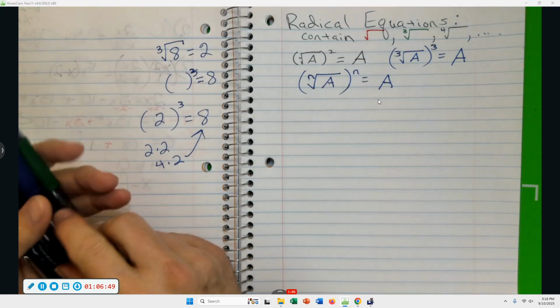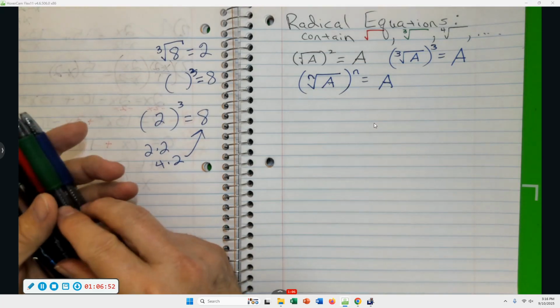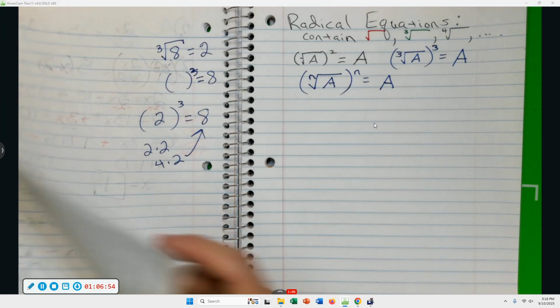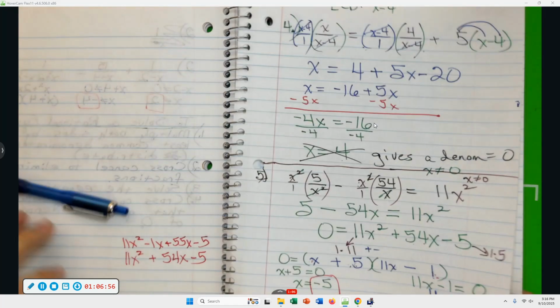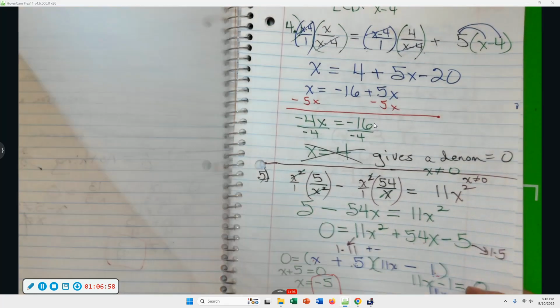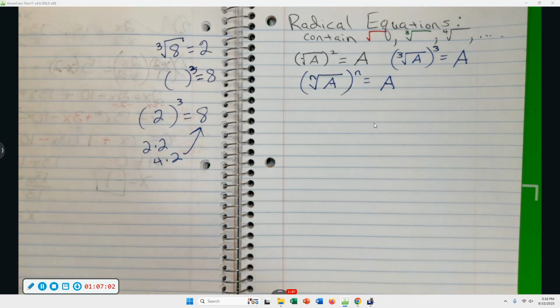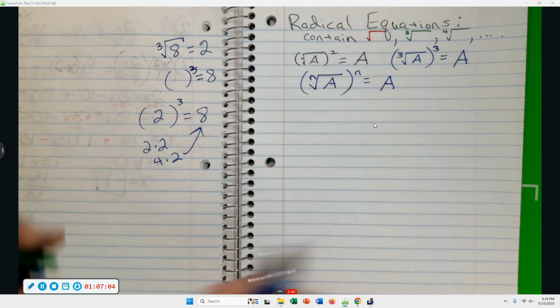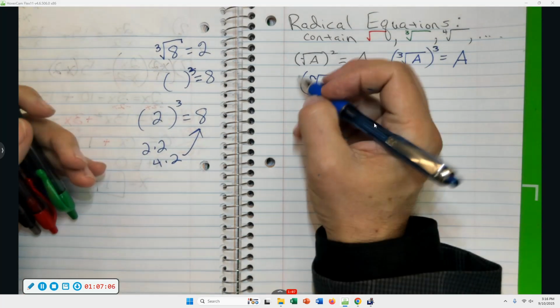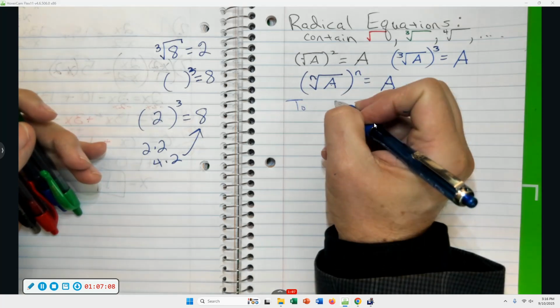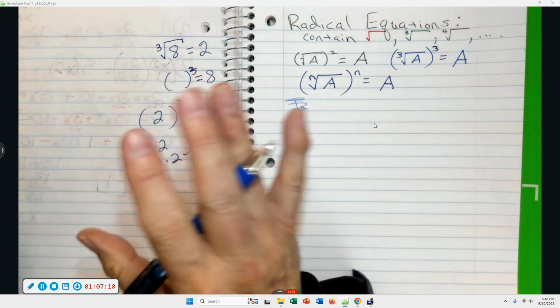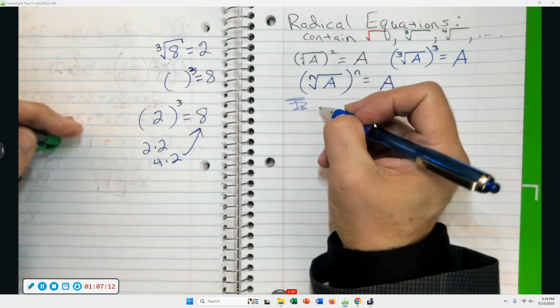Wait, write out your strategy. I'm going to write out a general strategy. I don't know that the general strategy that I wrote out for fractions really helped that much, okay? I don't know that it helped or not, but I just want to write out a general strategy to solve radical equations. To solve? No, before we do that, I'm going to write some examples.